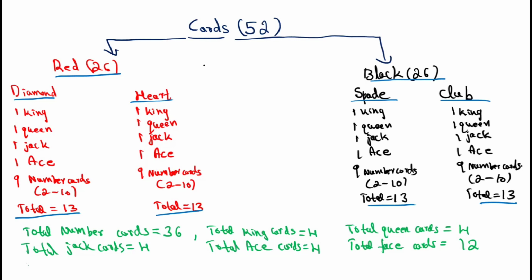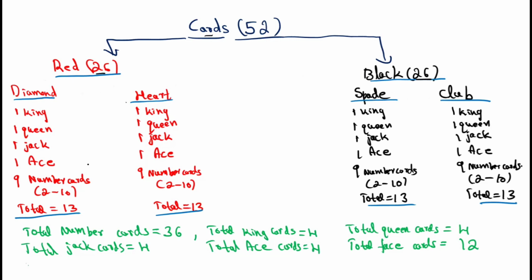Before going to the problems, be clear with the cards. Cards means you are talking about the 52 card game. In that, the total number of cards is equal to 52. That can be divided into two parts, red cards and black cards. Number of red cards is equal to 26. Number of black cards is also equal to 26. Then what are the red cards? Diamond and heart are red cards. Spade and club are black cards. Remember, red card means diamond and heart. Black card means spade and club.